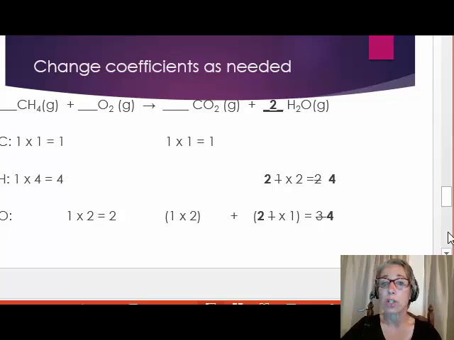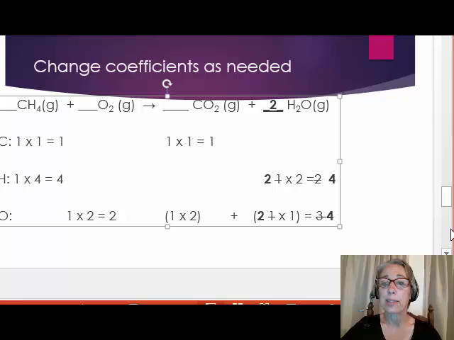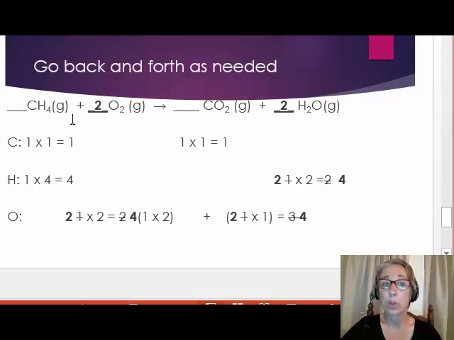To balance the oxygen atoms, I'll place a coefficient of 2 in front of the chemical formula for oxygen on the reactant side. Now I have 2 times 2 or 4 oxygen atoms on the reactant side and 4 on the product side. I now have the same number of carbon atoms, hydrogen atoms, and oxygen atoms on both sides of the arrow. The equation is balanced.